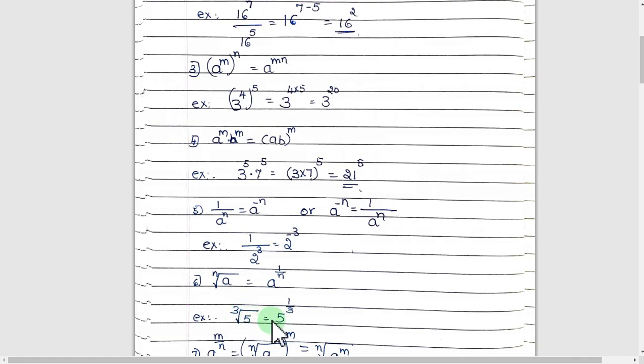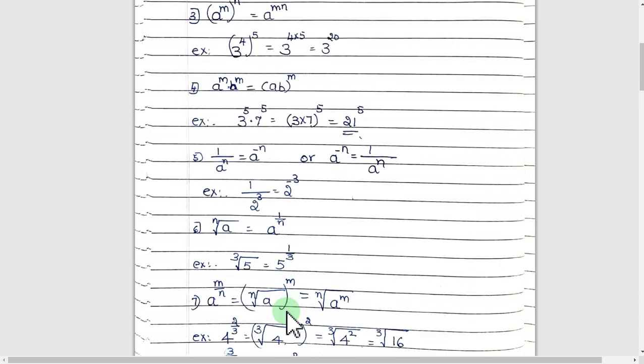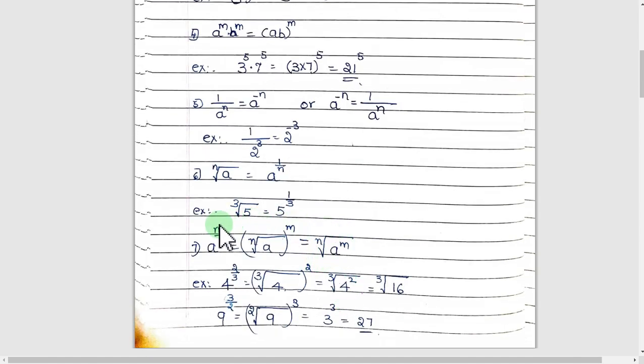Third root of 5 is equal to 5 to the power of 1 by 3, which we use when we solve the sums. At that time you will understand. a to the power of m by n is equal to the nth root of a whole to the power of m, or the nth root of a to the power of m. This n goes to the root place. You will understand this when we solve the sums.